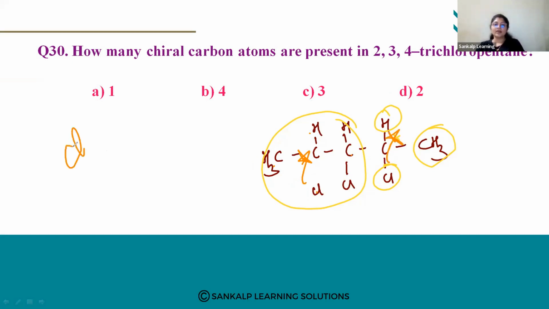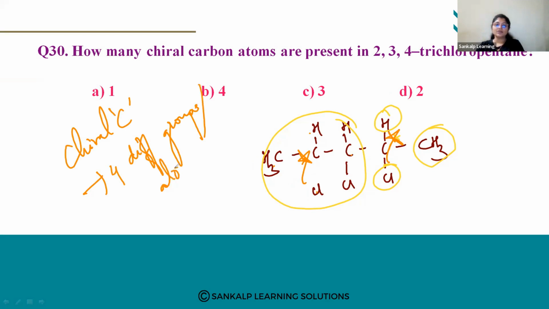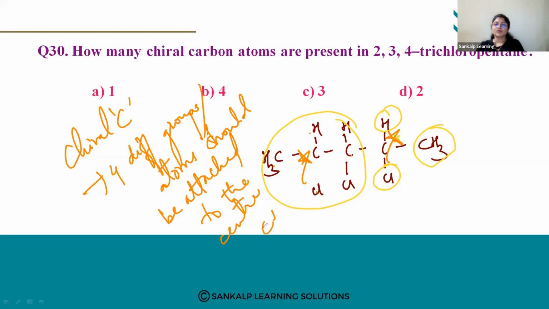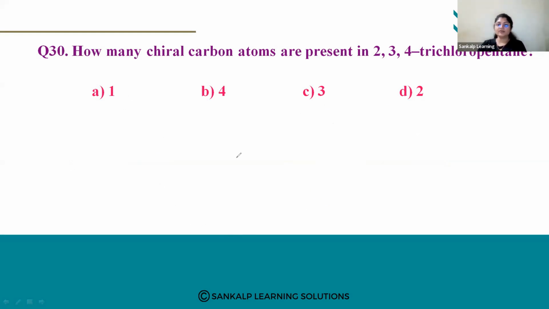So chiral carbon means what? A carbon where 4 different groups or atoms should be attached to the center carbon. Okay, so this is the meaning. Understood? So now we'll go for the next one.